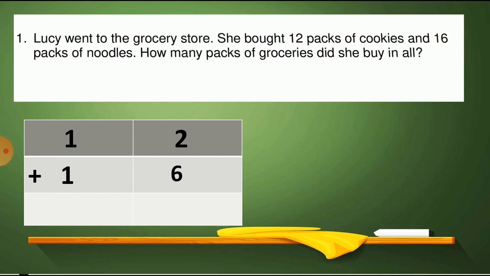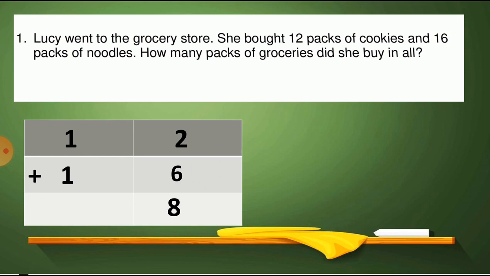So, here students, 2 plus 6. Here are the 12 packets of cookies. I write down this number 12, which is the cookie packets, and number 16, which is the packets of noodles. So, we find the digits information here. Let's start solving these sums. Here is the ones column. So, 2 plus 6 is equal to 8. So, here we have to write down 8 under the ones column.